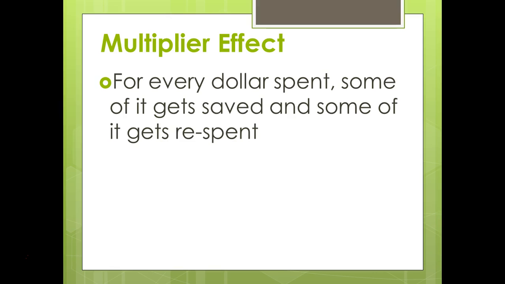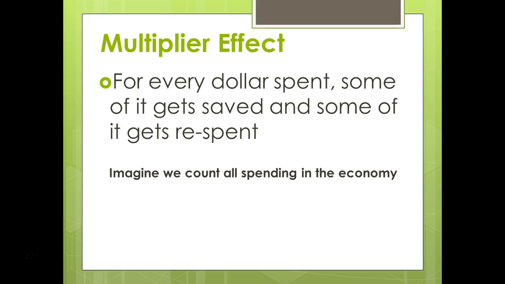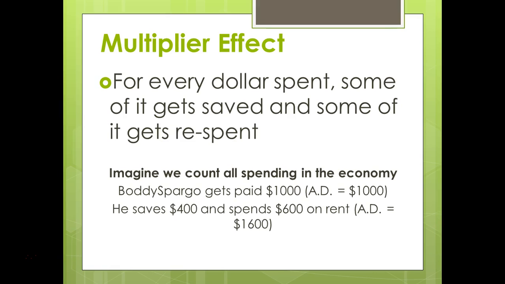Multiplier effect. The multiplier effect is the idea that for every dollar spent, some of it gets saved and some of it gets re-spent. So let's look at an example. Imagine we're counting all the spending in the economy. We're estimating GDP for the economy. Mr. Bodysparrow gets paid $1,000, so the aggregate demand is $1,000, because my labor was demanded and was purchased by Cristo Rey when I worked for them. I'm going to save $400 of that, and I spend $600 of that on rent.